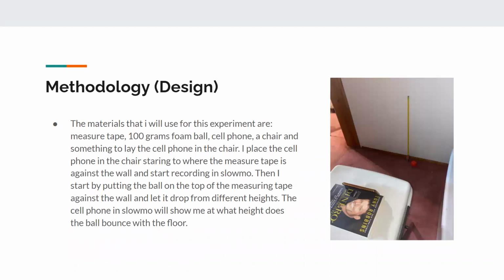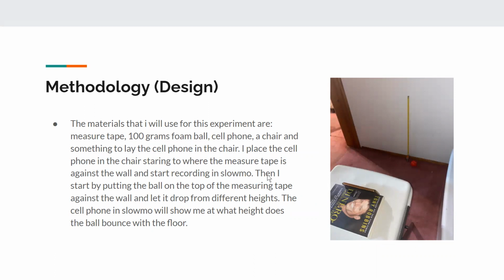This is the design of my experiment. For this experiment, I use a measure tape, which is here. I use a 100 grams foam ball, which is here. I use a phone that can record in slow-mo, a book to lay the phone on, and a chair.